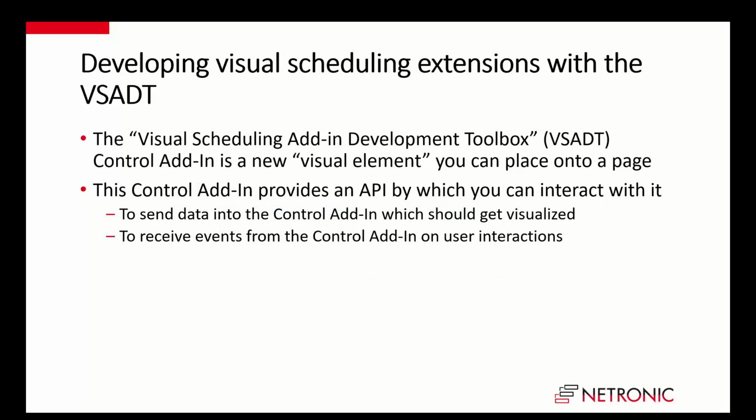This toolbox, I call it toolbox or better Control Add-in, is a new visual element, and this can be placed onto a page. On every Business Central page, you can just place this kind of control like other objects. This Control Add-in is provided with an API by which you can interact with it. Via this API, you can send data over to the Control Add-in, which should be visualized, and you receive events back from the Control Add-in on user interactions.